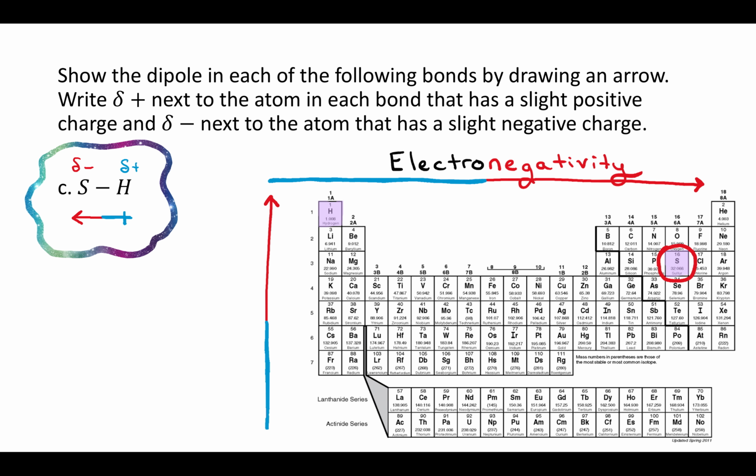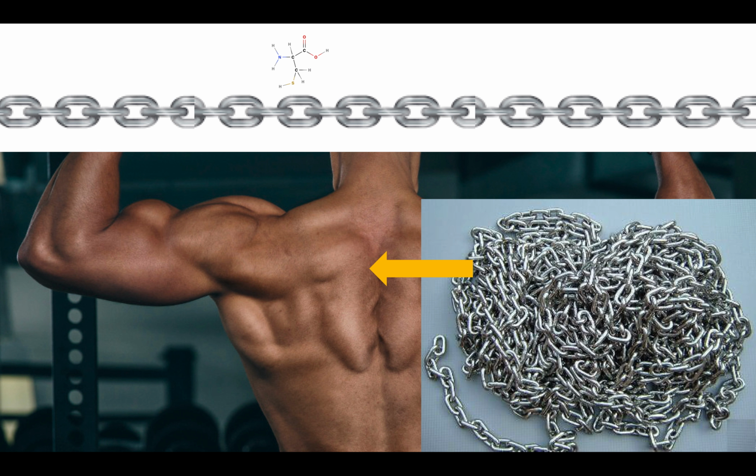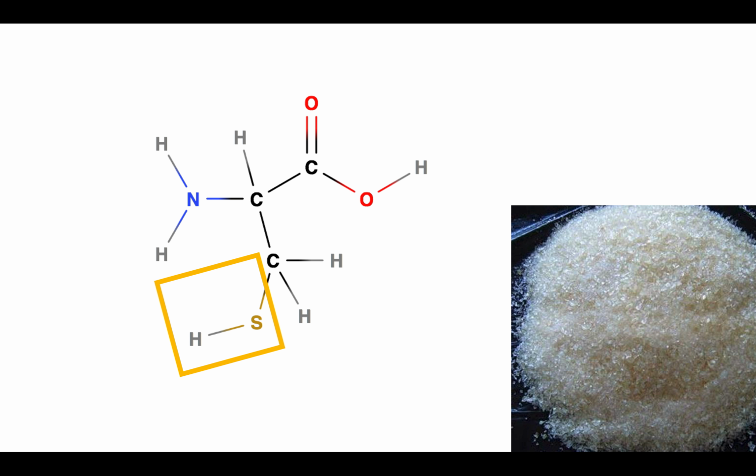Where would you find this bond? In another of the amino acids, the links that come together to form proteins. There are 20 different amino acids. Another one is cysteine, and this has that sulfur to hydrogen bond there. The sulfur is more electronegative, so it gets a slight negative charge, and the atom it's bonded to, hydrogen, has a slight positive charge. Those charges make two cysteines in a protein stick together a lot. Ultimately, it's this dipole that's responsible for that.